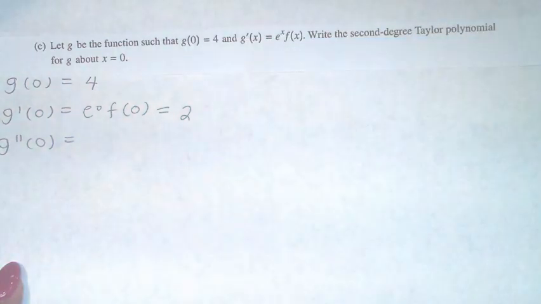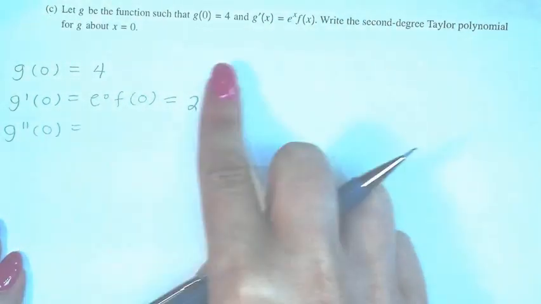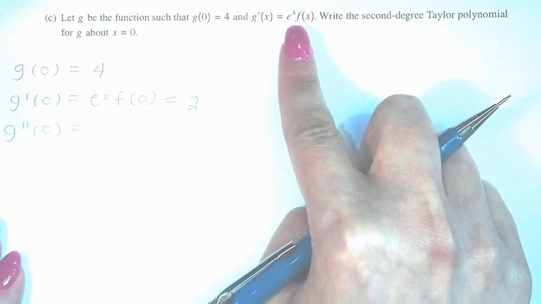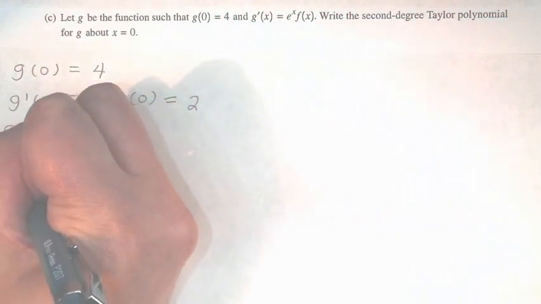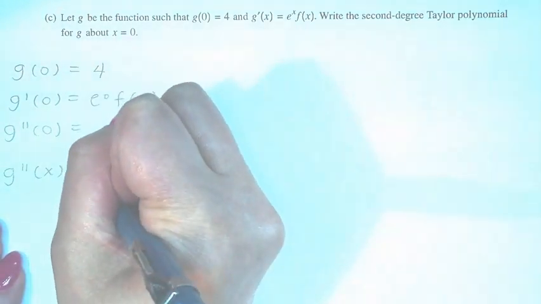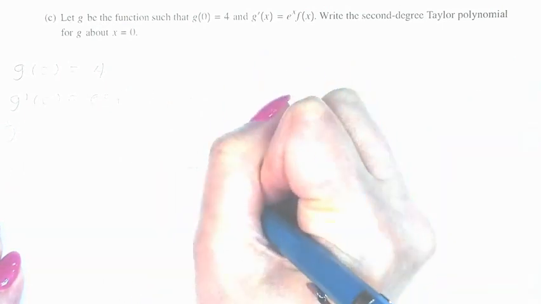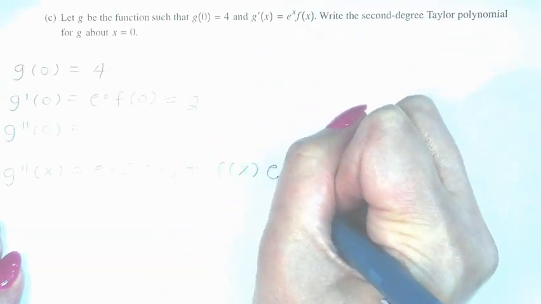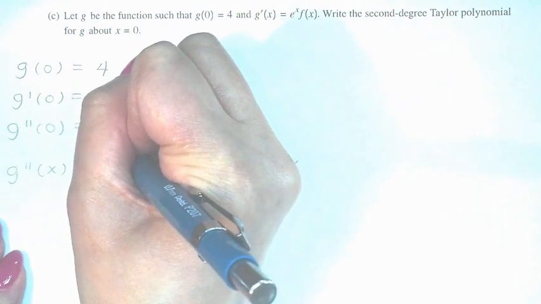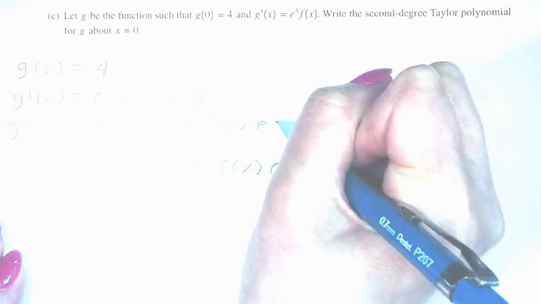Pretty similar to part A, what you are going to do here is take your g prime, and since we need the double prime, I can take the derivative of this guy. Again, you see that it's two functions multiplying each other, so you are going to use the beautiful product rule. So g double prime of x is going to be equal to e to the x times f prime of x plus f of x times the derivative of e to the x, which you know is itself. When we evaluate this at 0, you have e to the power of 0 times f prime of 0 plus f of 0 times e to the power of 0.